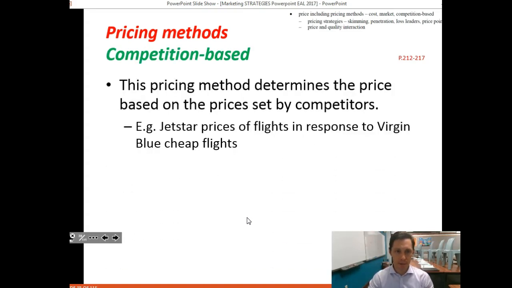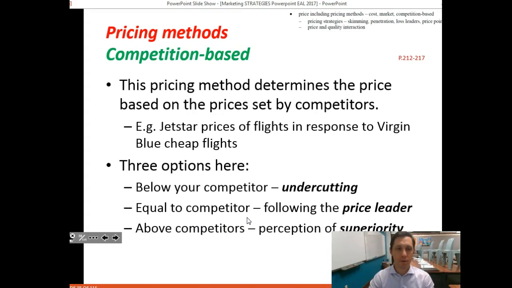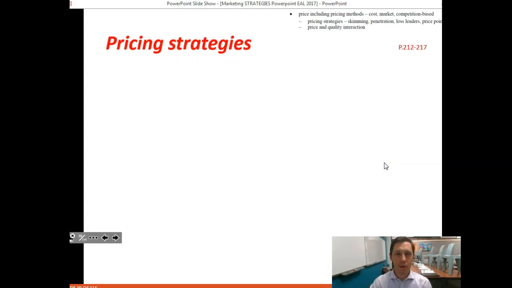In terms of competition-based, determining the price based on the price of your competitors. For example, Jetstar prices of flights in response to Virgin Blue cheaper flights. And you've got 3 options in relation to competition-based. Offer below your competitors, so undercut them. Offer prices equal to your competitors, so be following the price leader in your industry or market. Or set it above your competitors, with the perception that your product is a superior product. Okay, I'm going to leave it there, and in the next video we'll look at pricing strategies.